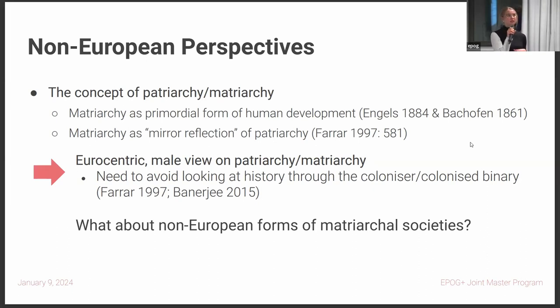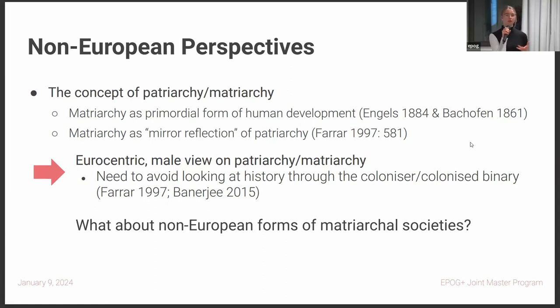And if we look at European philosophers' idea of what specifically a matriarchy is, then matriarchy is always defined as sort of the opposite to patriarchy. So matriarchy is seen as somewhat primordial and as the step that sort of precedes patriarchy in the development ladder. So like we heard in the presentation, it's quite sequential and it's quite a binary between patriarchy and matriarchy, whereas matriarchy is always just a mirror reflection of patriarchy.